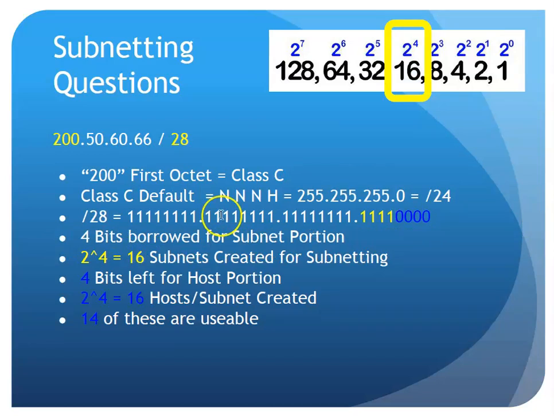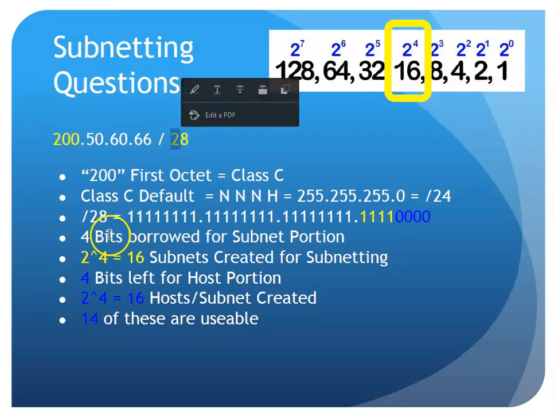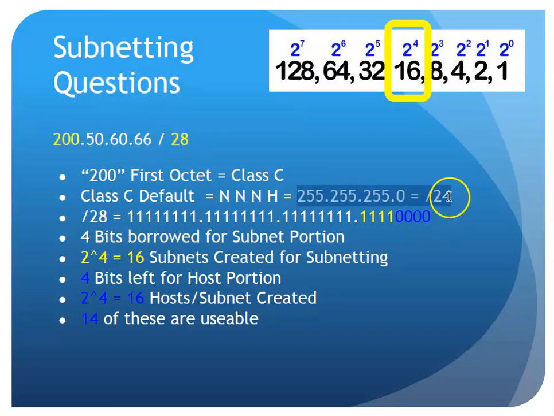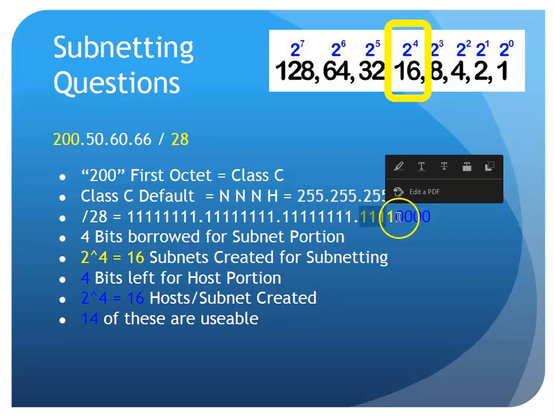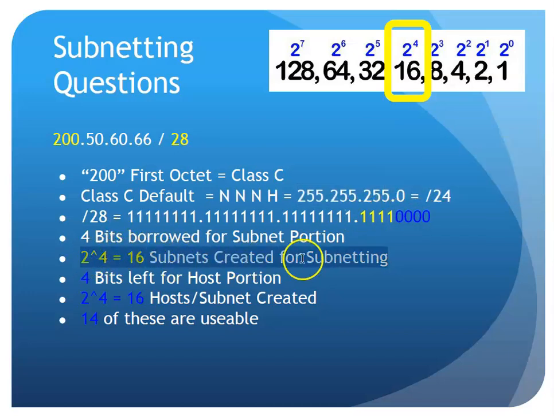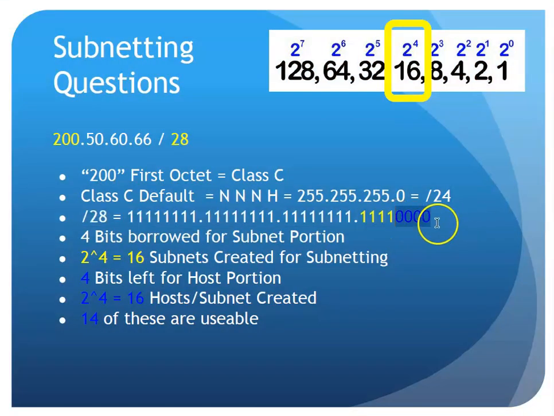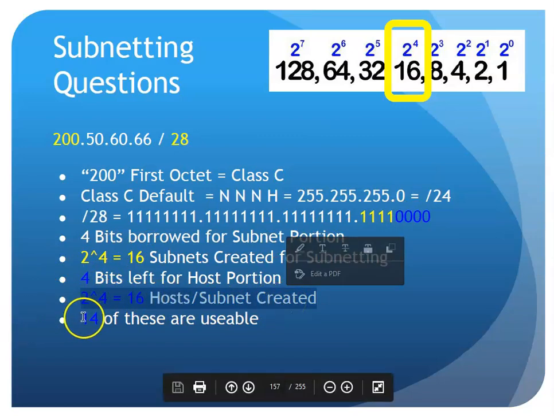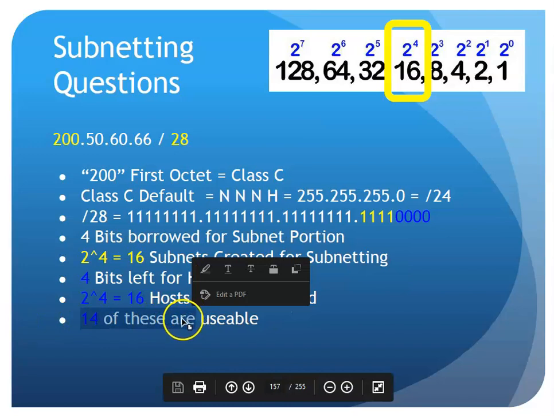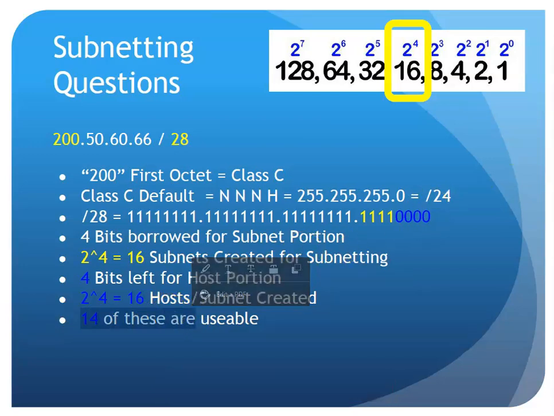Again, next slide, I'll talk you through everything I just said. 200 is class C, /28. The default is 24. 28 means we borrowed 4, and there are 4 left. Borrowed 4 means I can do 16 subnets. With 4 left in the host portion, 2 to the 4 lets me know 16 hosts per subnet are created, of which 14 are usable. Remember, we have to subtract 2 for network and broadcast. So there's my 14 usable.